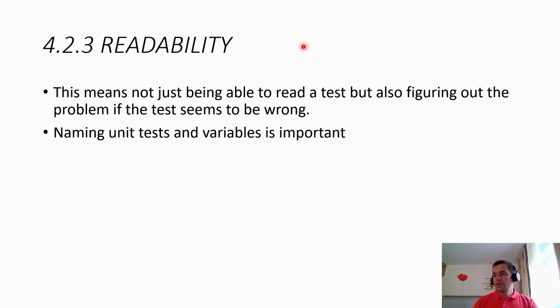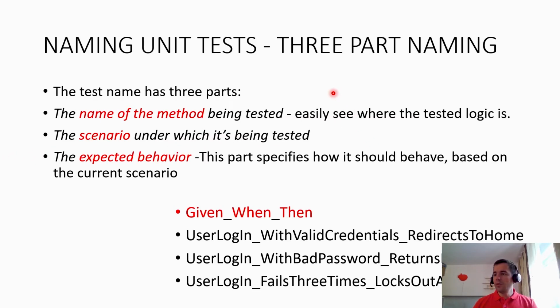Readability applies to unit tests as well as production code. This means not just being able to read the test, but also figuring out the problem if the test seems to be wrong. Naming unit tests and variables is also very important. So here we see again this naming convention, the three-part naming. It should have three parts: the name of the method being tested, to easily see where the tested logic is, the scenario under which it is being tested, and the expected behavior. This part specifies how it should behave based on the current scenario.